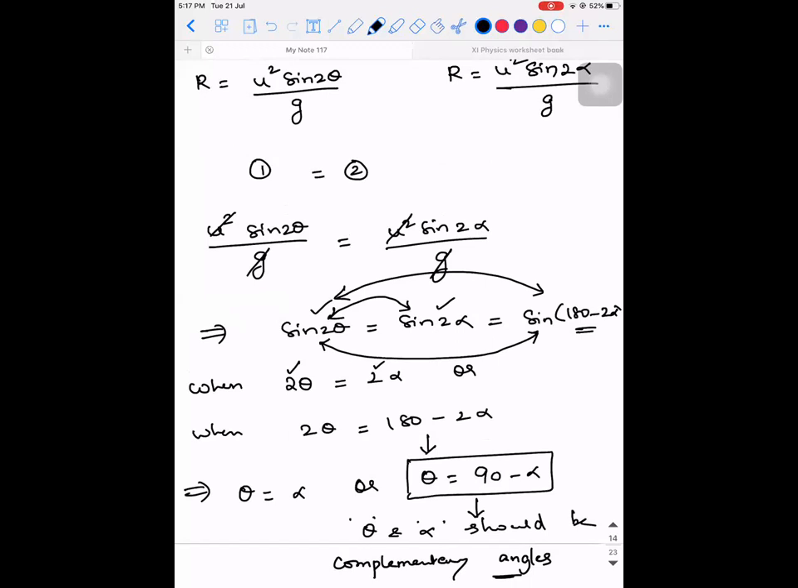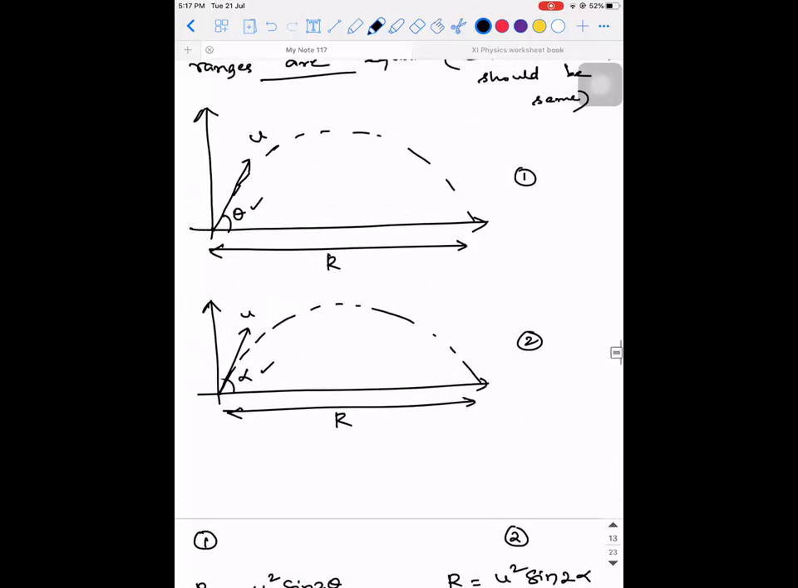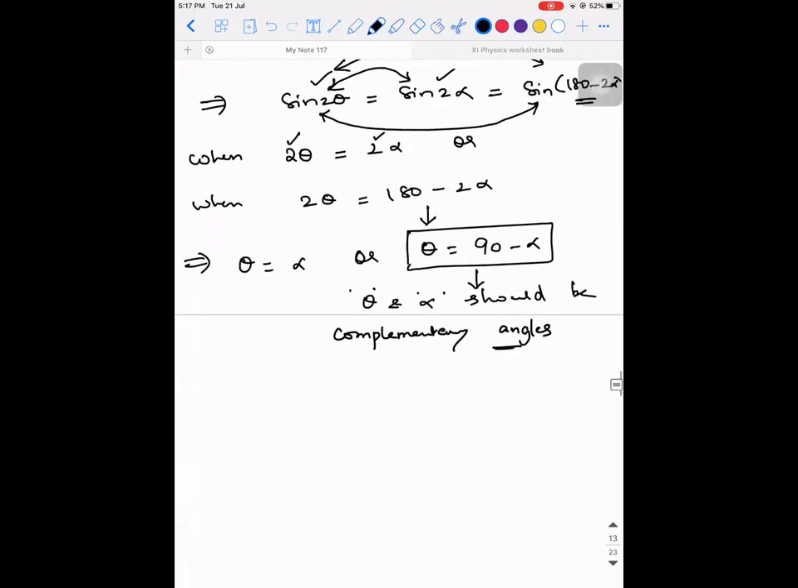Sir, can you show the graph again? Yeah, sure. There's X, there's Y. Thank you, sir. Okay. You're done? Yes, sir. Okay. Next.